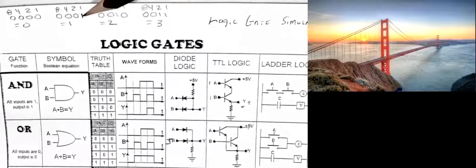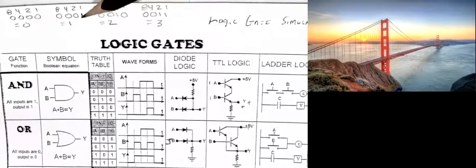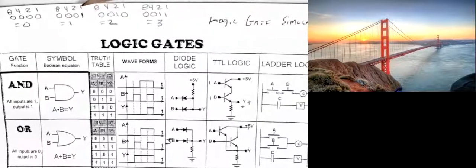Next we have 0001. The last digit, or the least significant digit, is a high, so we would be able to add that, and these other ones are not high, so we don't add that in. So this binary number represents 1 in decimal.